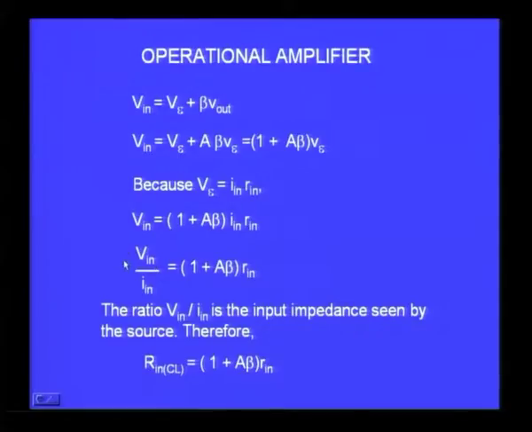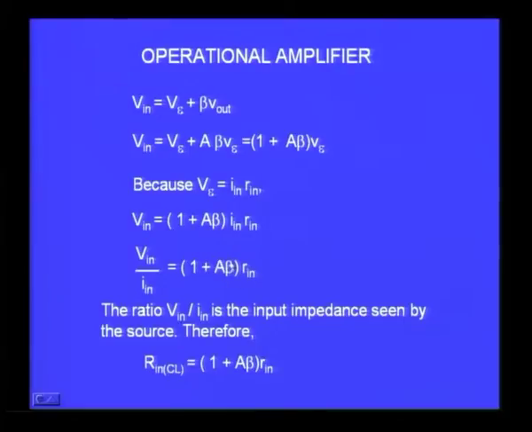I apply from my source V in and it results in a current I in. This current is now a reduced current because of the feedback voltage. Therefore, V in by I in should be much larger than what it was without feedback. That is exactly what you are getting at the right side. You can see the input resistance which was there before is multiplied by a very large factor, which is 1 plus A beta, the loop gain.